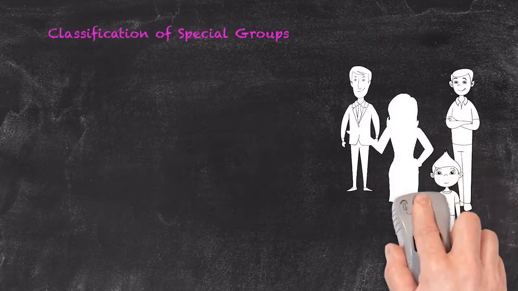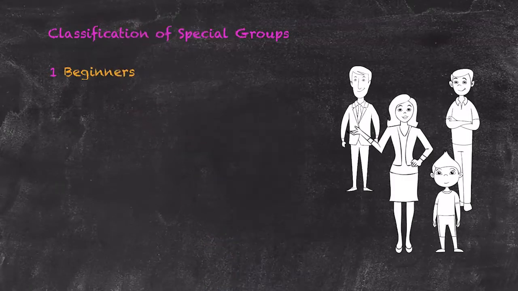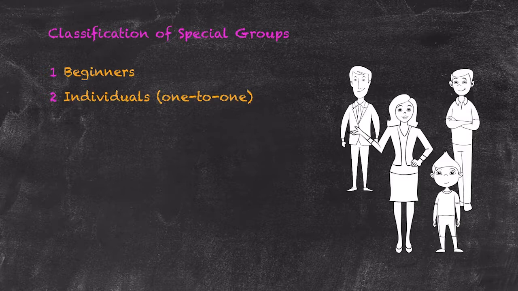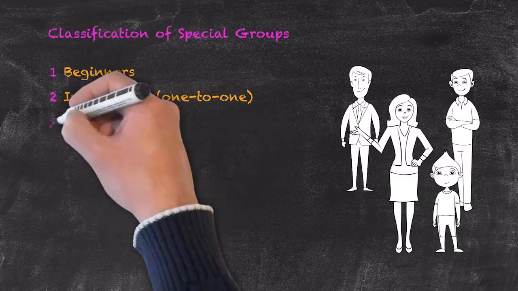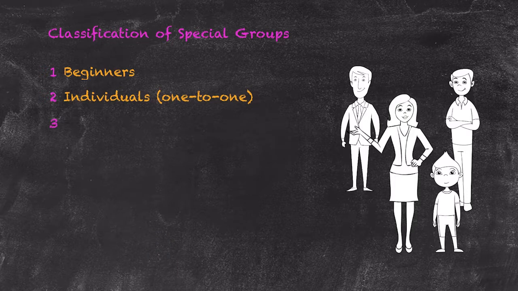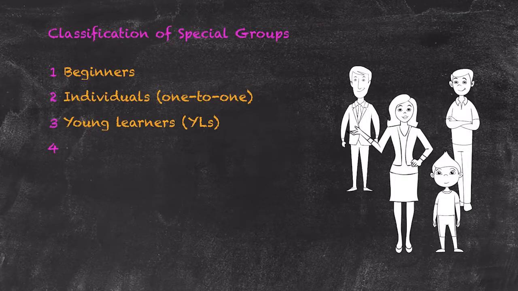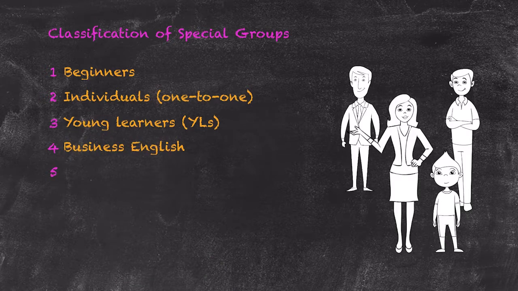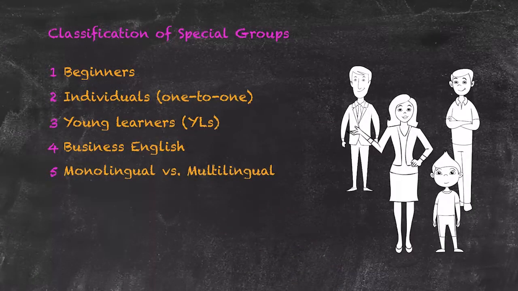Our first classification might be the beginner. Secondly, we'll have a look at teaching individuals throughout the world. This is a very large area of ESL, what we often call one-to-one teaching. Our third category is going to be what we might call young learners, or teaching children. Another category is that of English for specific or special purposes, and perhaps the biggest group here may be the business English group.